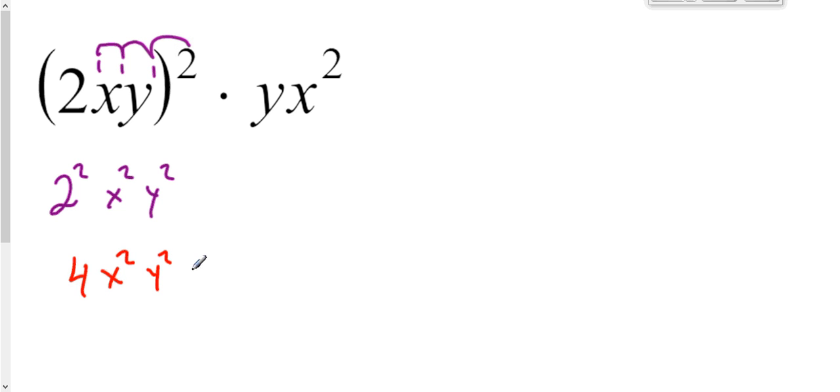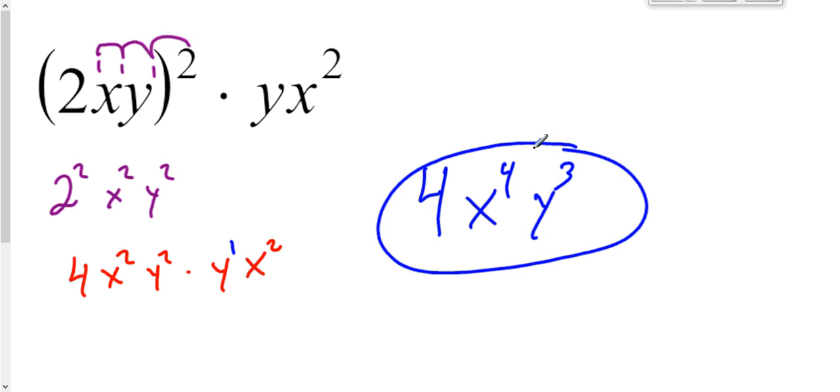So this is power rule and product rule. This 2 is going to apply to all of these powers. So I have 2 squared, x squared, y squared, which really means I have 4x squared, y squared. 4 doesn't multiply anybody. X squared and x squared gives us x to the 4th. Y squared times y to the 1 gives us y to the 3rd. And there's our final answer.